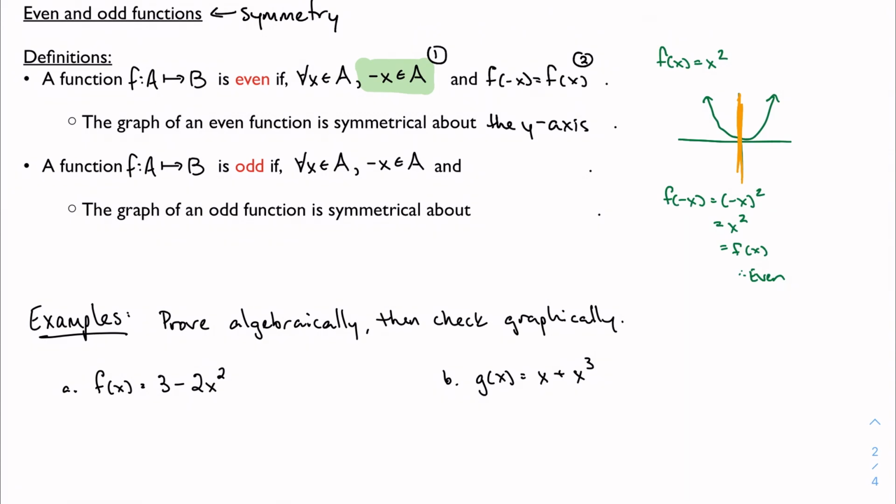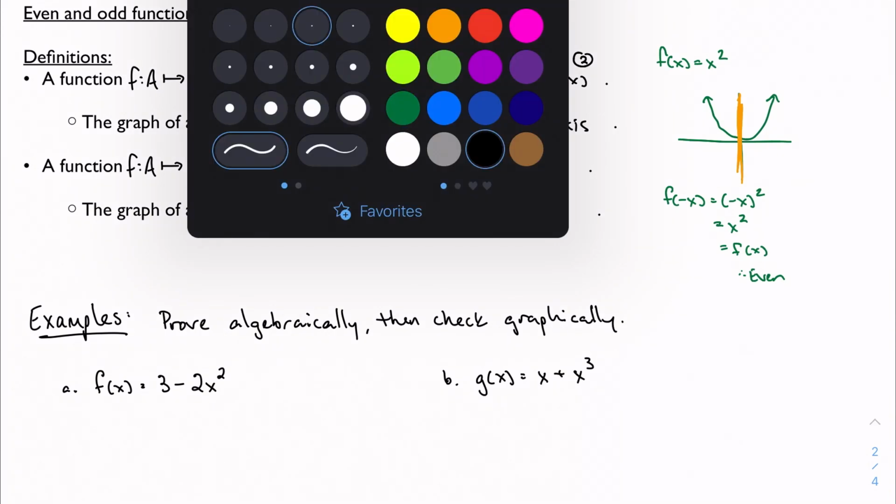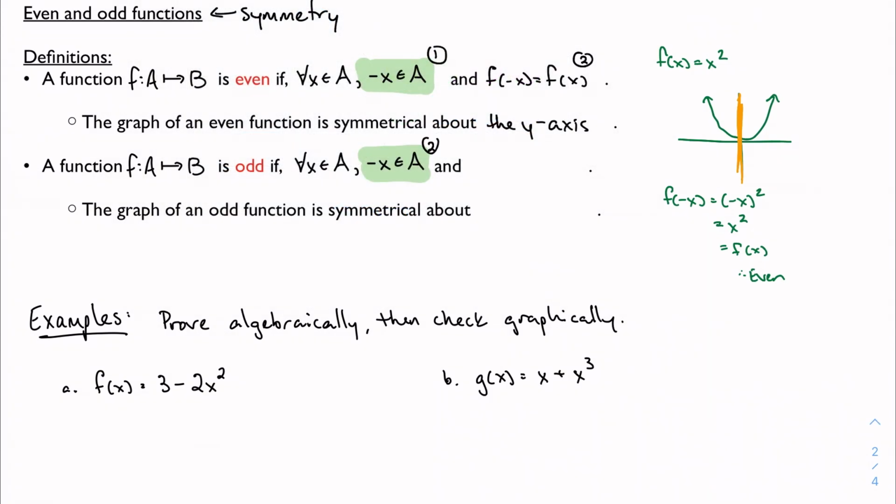On the other hand, we have odd functions, and under the same initial conditions, for every single x in the domain, its opposite is also in the domain. That's really important. And the big test is to say that f of negative x equals negative f of x. So if I've got an element in the domain and it returns a value in the range, plugging in the opposite of the domain element gives me the opposite of the range element. I guess this should be 1 and 2, huh? Not 2.